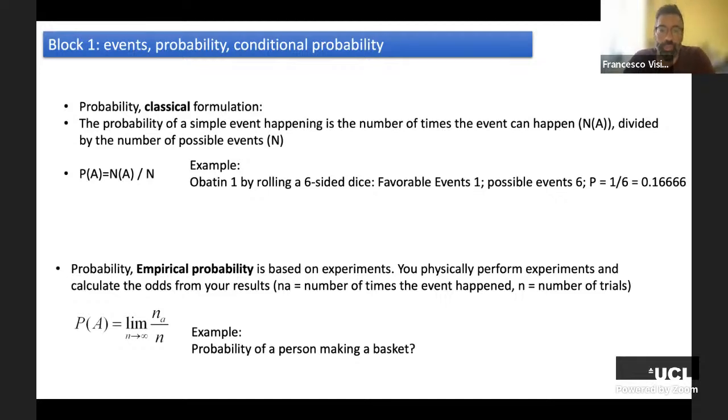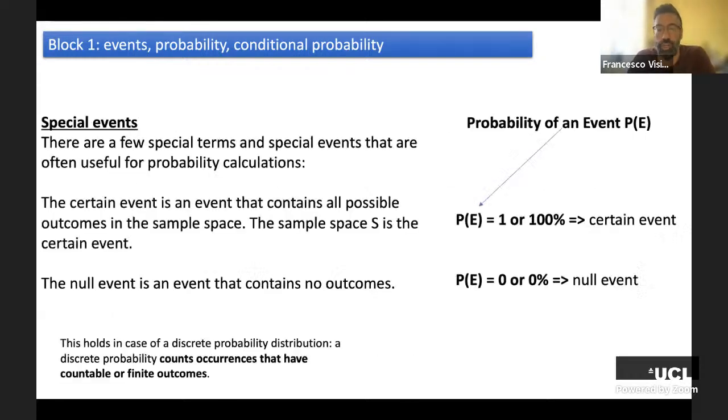But there is also another formulation based on experiment. So you physically perform some experiments and calculate the odds from your results. For example, what is the probability of a person making a basket? We don't know it a priori, but we can say, if you try 1,000 shots, at the end the probability is 3% or 20%, given by the number of times the person makes a basket over all the trials.